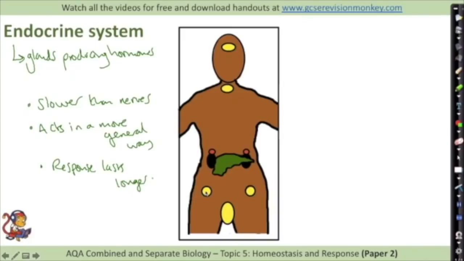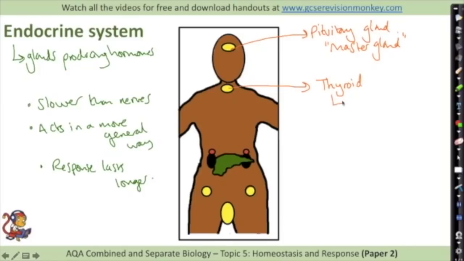Now there are several endocrine glands that you need to be aware of. The most important one here in your head is called the pituitary gland, and that has a nickname, the master gland, because it is often responsible for switching on and off other endocrine glands in your body. The one in your throat is called the thyroid gland. That produces a hormone called thyroxine. The pituitary gland produces lots of hormones that we'll talk about later as well.